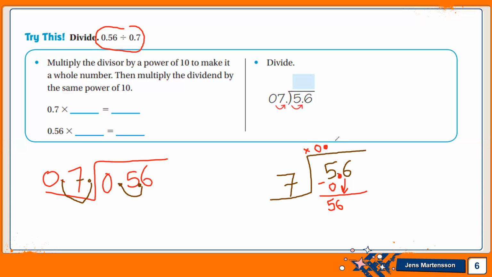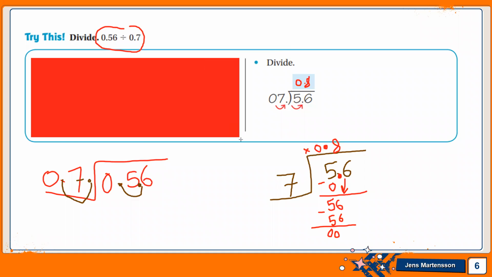8. Bravo. 8 times 7 is 56. So it will be 0, 0. So the answer of dividing 5.6 or 0.56 divided by 0.7 will be 0.8. This part here, I don't want you to write it. Just write as I wrote here.